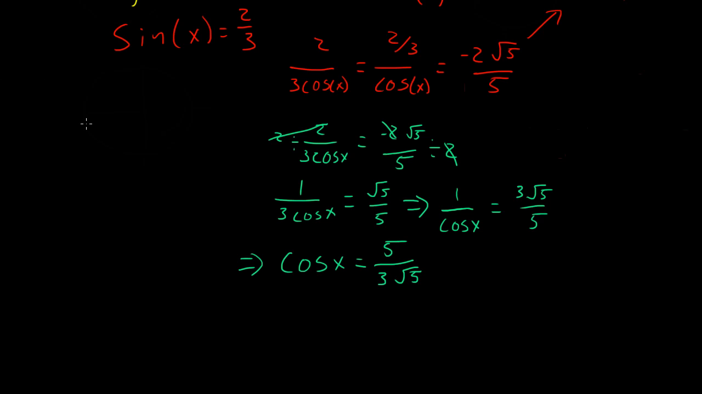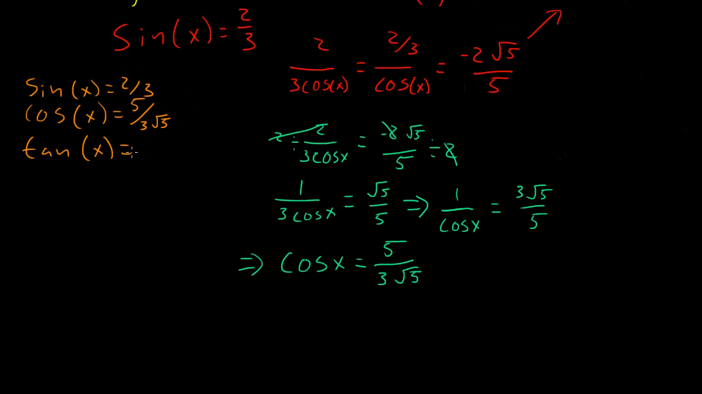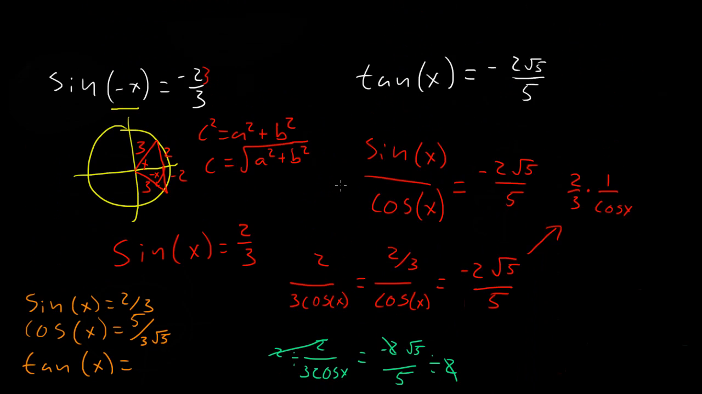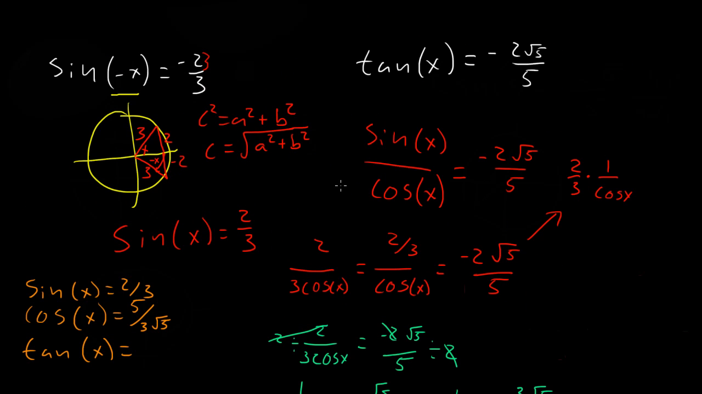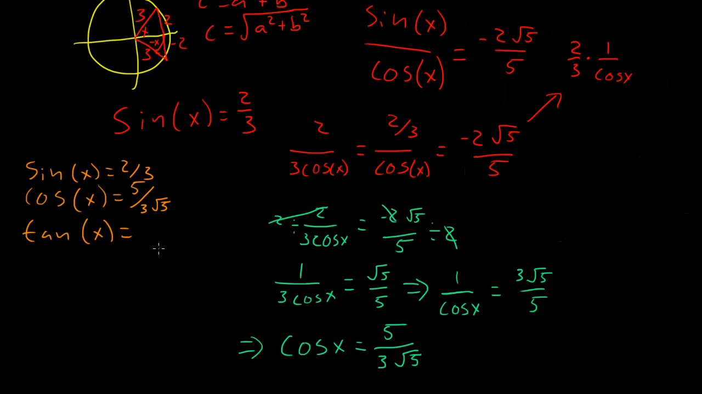Let's get an orange. So now we have sine of x is equal to 2/3. Cosine of x is equal to 5 over 3 root 5. And of course your teacher is going to want this without the radical on the bottom, but I'm just going to continue my work this way. And we have the tangent of x is equal to negative 2 root 5 over 5. So right here we have negative 2 root 5 over 5.